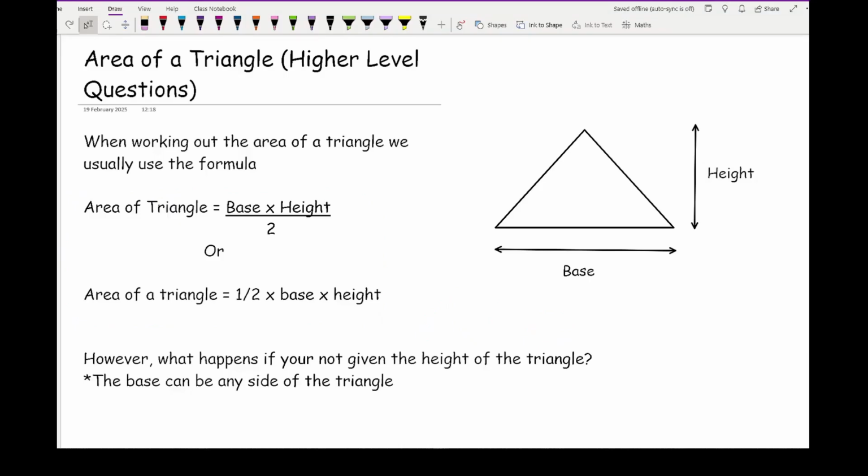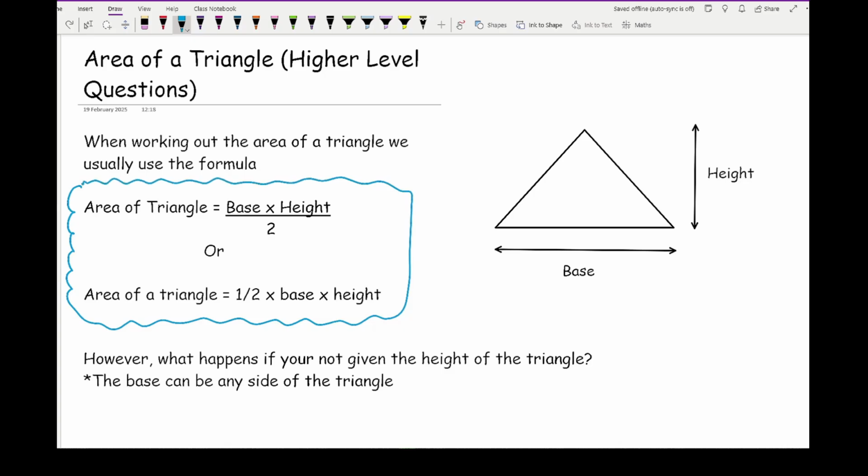Now when working out the area of a triangle, more often we will use the formula: area of a triangle equals base times height divided by 2, or another formulation of that formula, which is a half base times height. Whenever you're asked to work out the area of a triangle, I would always check to make sure you can use this formula first, just so that you're not making a rather easy question more difficult. Now when it comes to this particular video, what we're going to discuss further is what happens if you're not given the height of the triangle.